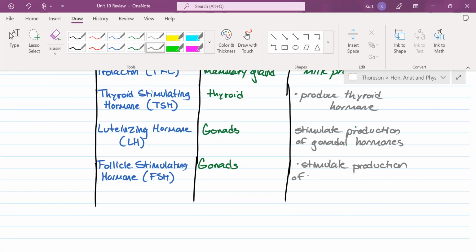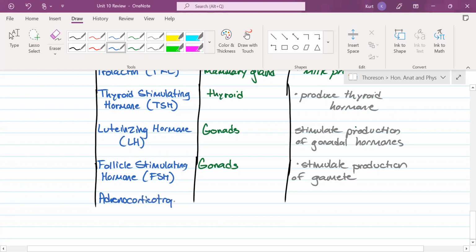What do you call a sperm and egg? What's that G word? Gametes. Stimulate production of gametes. Know what gametes are. Be careful not to get gonads and gametes confused. Yes, gametes are sperm and egg. And the last one is adrenocorticotropic hormone. ACTH. What do they target? Adrenals. What does this stimulate the adrenals to do? Produce cortisol.